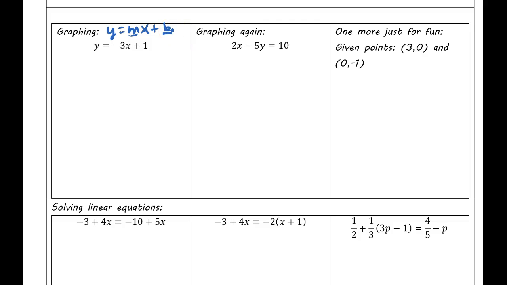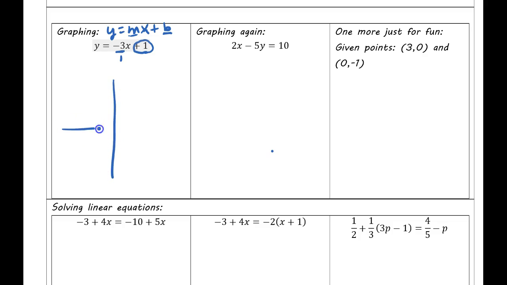So in a problem like this, it's real easy to see that this is your slope, and this is where we're going to start, at a positive 1, okay? Now, slope is usually written as a fraction, and if it's a whole number, you can easily make it a fraction by just sticking that whole number over 1. And now we're gonna graph.